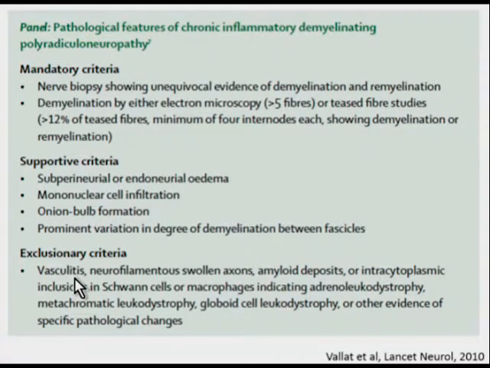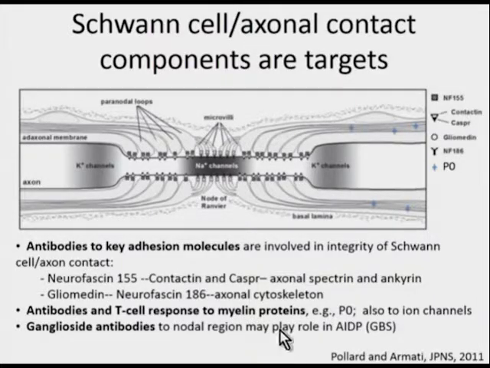Exclusionary criteria are the presence of vasculitis, swollen axons with neurofilament accumulation, amyloid deposits, and so on, or evidence of other types of processes which could explain the abnormalities in myelin. What has been understood recently is that the components of the Schwann cell axonal contact region here in the node of Ranvier are the targets for the inflammatory process. Here we've got a stylized axon with the node here with the folds of myelin coming around, the adaxonal membrane.